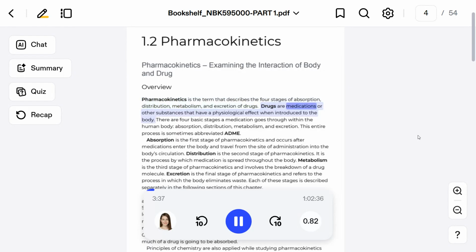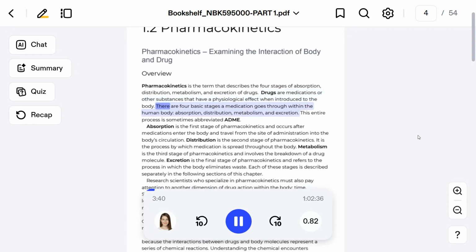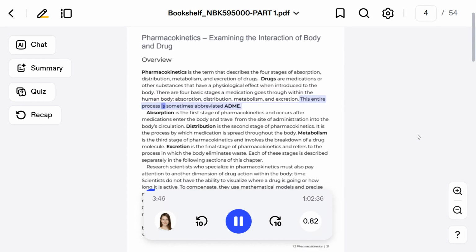Drugs are medications or other substances that have a physiological effect when introduced to the body. There are 4 basic stages a medication goes through within the human body: absorption, distribution, metabolism, and excretion. This entire process is sometimes abbreviated ADME.